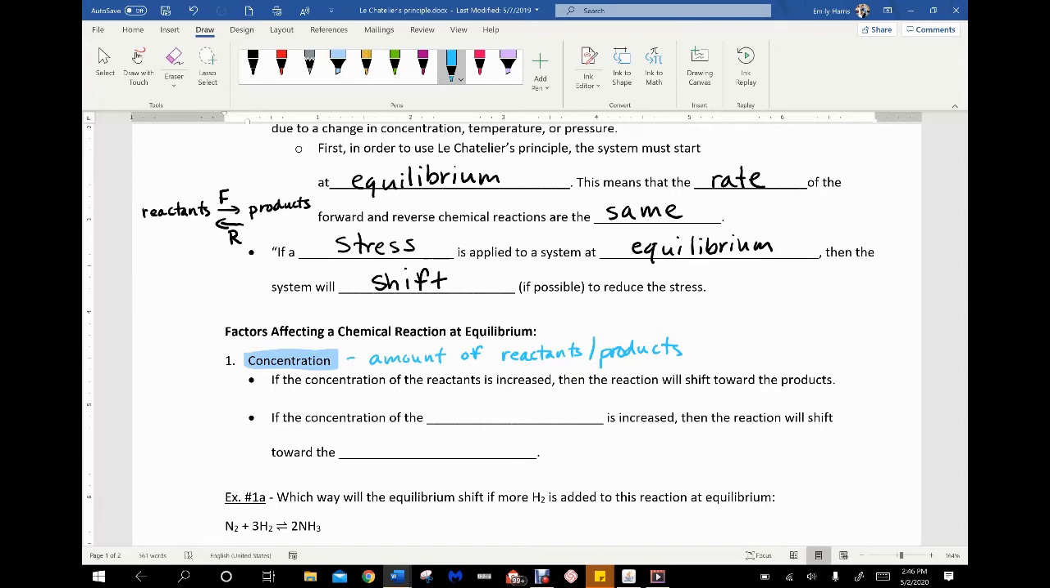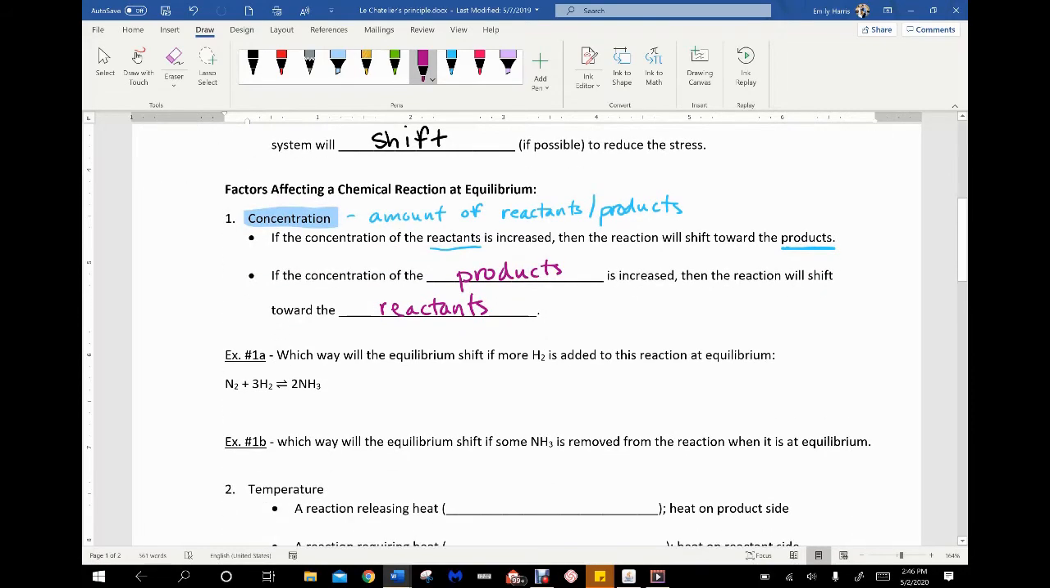And so here's the deal. If we add in more reactants to stress a reaction out, it's going to shift toward the opposite side, toward the products. It's going to rapidly use up those reactants to get all that extra out of the way, and so it will start making the products as a result. Now, the opposite is true if we add more products. The reaction is going to shift the opposite direction toward the reactants. So the rule is do the opposite of whatever stress is occurring.